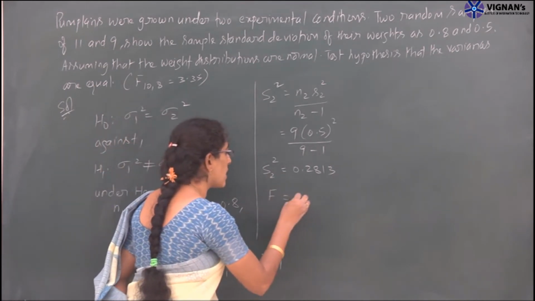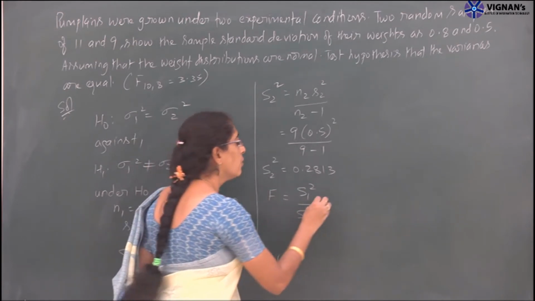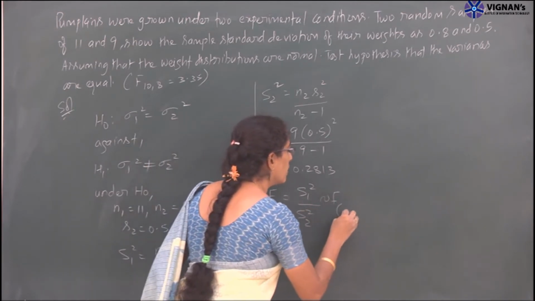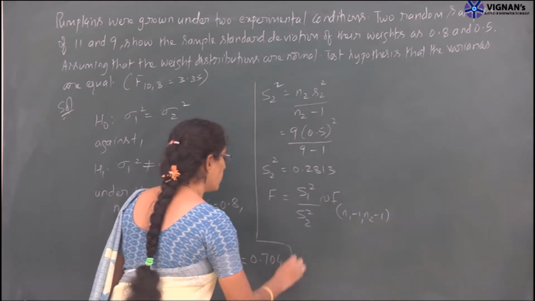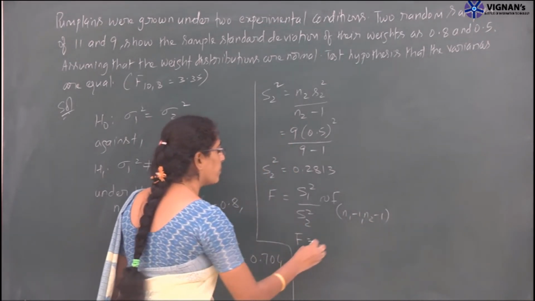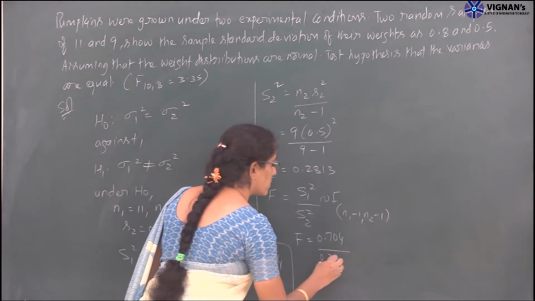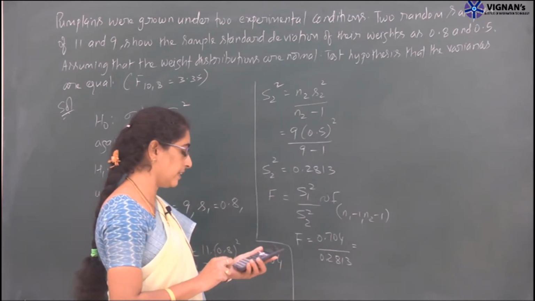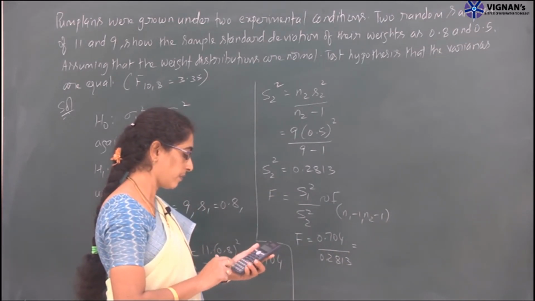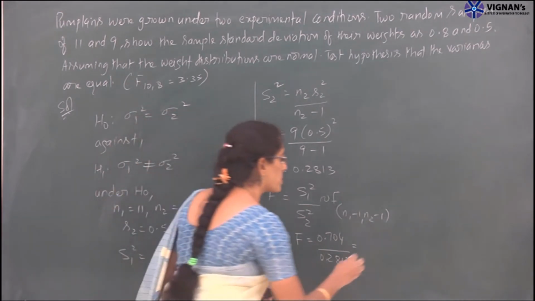Again the test statistic is capital S1 square by capital S2 square, which follows the F distribution with n1 minus 1, n2 minus 1. So F calculated will be 0.704 by 0.2813, which is equal to 2.5027.